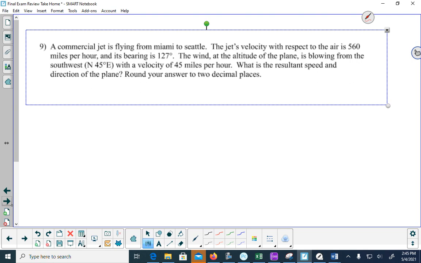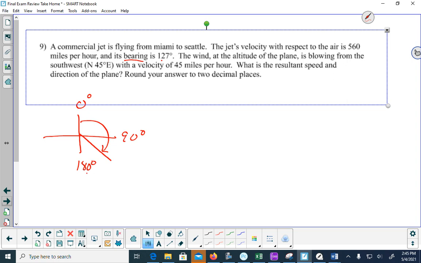So when I go to do this, it says that the jet's velocity with respect to the air is 560 miles per hour, and its bearing, and it does say bearing, is 127 degrees. So to refresh your mind, when I do bearings, this is 0 degrees, this is 90 degrees, this is 180 degrees. Don't have to go any further because I'm at 127. 127 is between that 180 and 90, so it's going to be here.